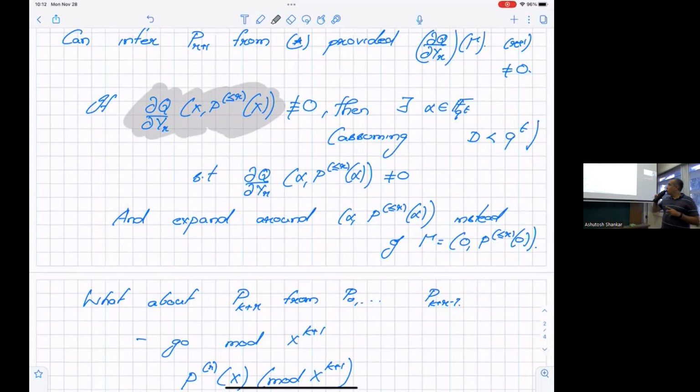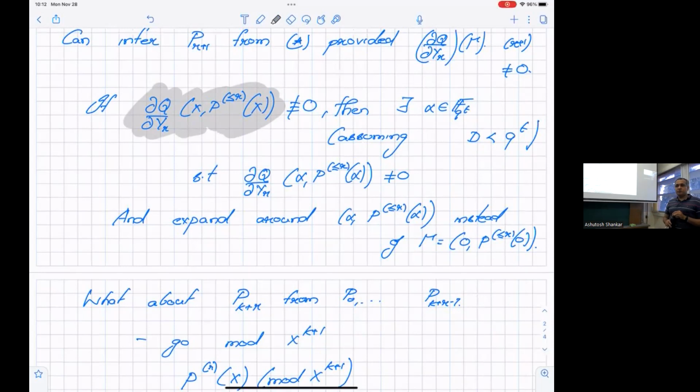If we are guessing P0 to PR anyway, once you guess P0 to PR, you know what the gamma is. No, you don't know. If 0 was a valid point, you don't know what gamma is. I just want to define gamma to be 0, comma P less than or equal to R at 0. At zero, but that requires the knowledge of all the P, and that is assuming that at zero it is non-zero. So that's what I said.